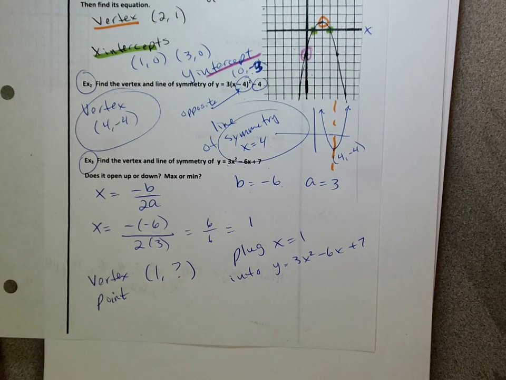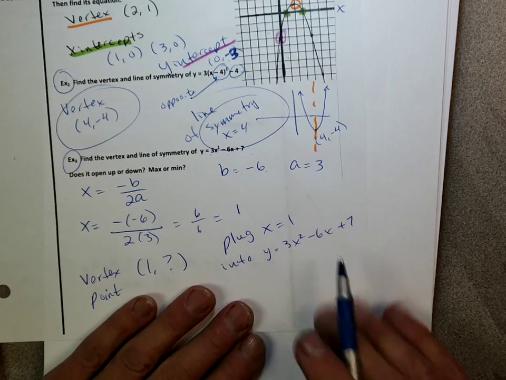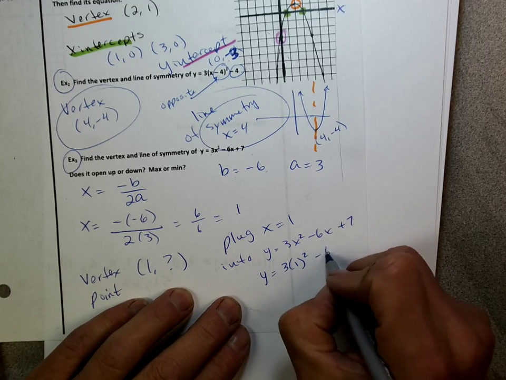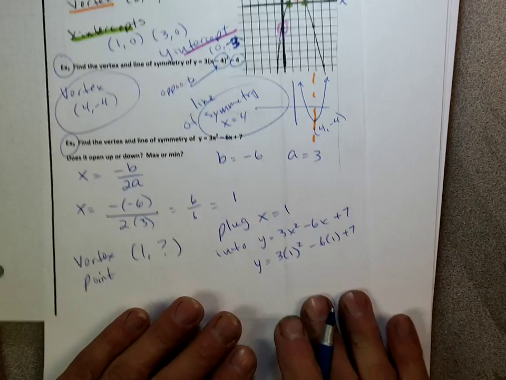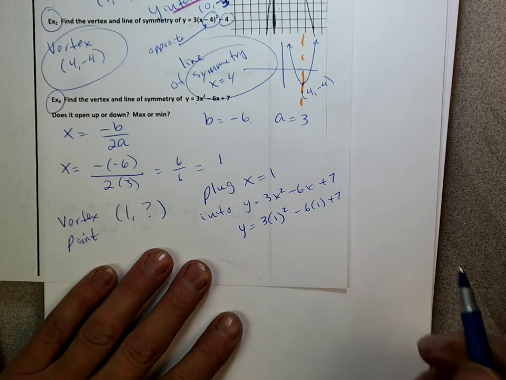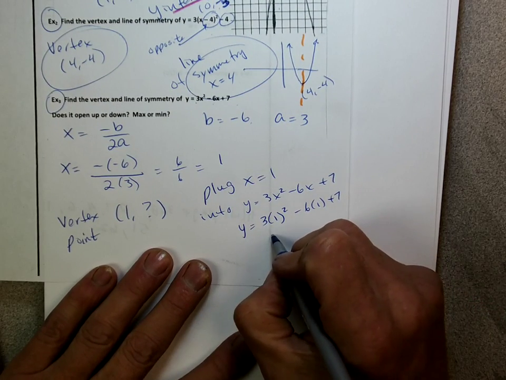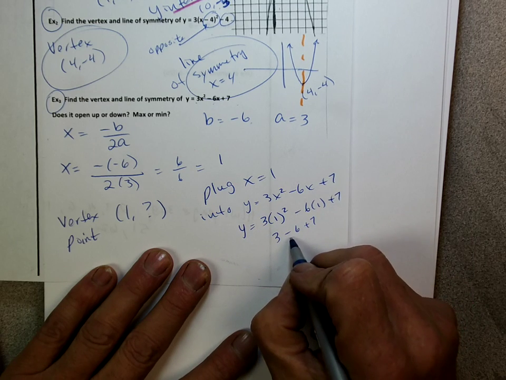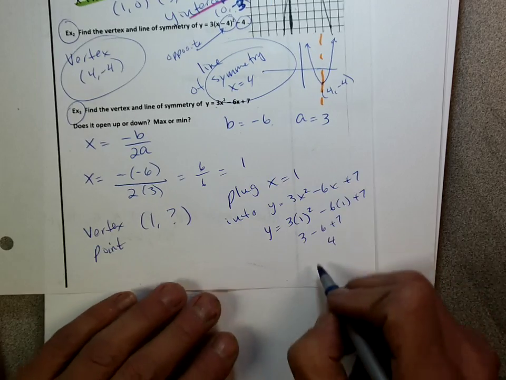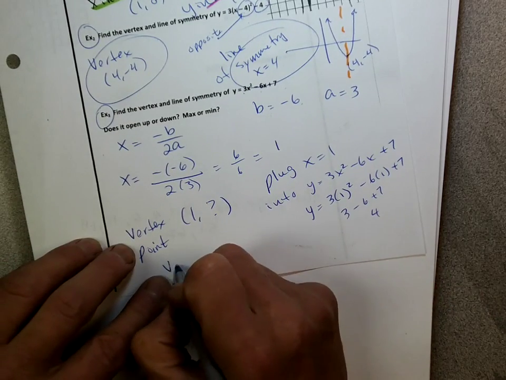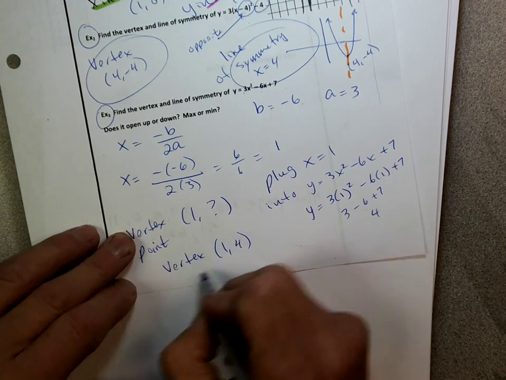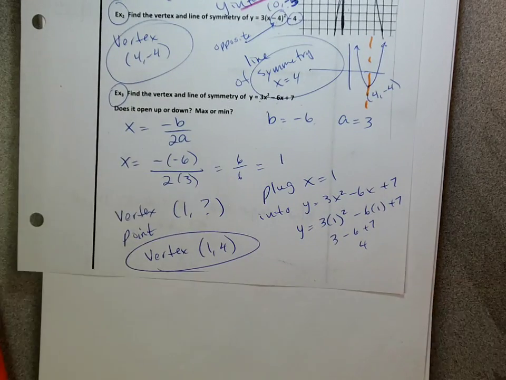We got an x value, to get the corresponding y value, you plug it in and you do the math, and you get it, all right? So y equals 3 times 1 squared minus 6 times 1 plus 7, right? Let's see, that's going to be 3 minus 6 plus 7, which is 4, I believe. So my y value is 4, so my vertex is at (1, 4), okay? Even though we didn't even graph it, we know it is, okay?